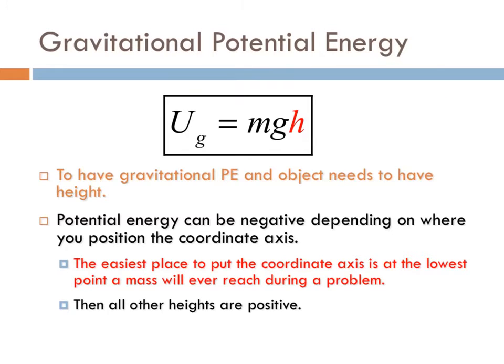Our first type of potential energy is gravitational potential energy. To have gravitational potential energy, an object needs to have height. Now, in kinetic energy, our negative always went away. In this case, if we have a negative height, then we can have a negative potential energy. So the easiest place to put the coordinate axis is at the lowest point a mass will ever reach during a problem. Then that makes all of our heights positive.